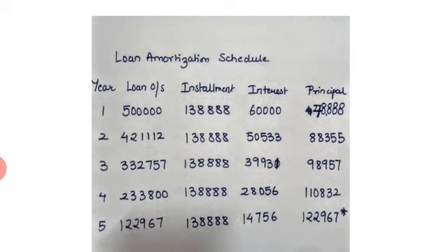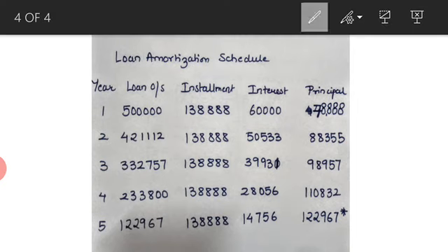So this is how your loan amortization schedule looks like. It is very simple to understand. You have to just understand 1 year. Once you understand the first year, you will be able to understand all the years. Now this is your loan amortization schedule, which has 5 columns. First one is the year. Sometimes you may be given a question to calculate monthly installment, so it changes to months. Loan outstanding, installment, how much is the installment?